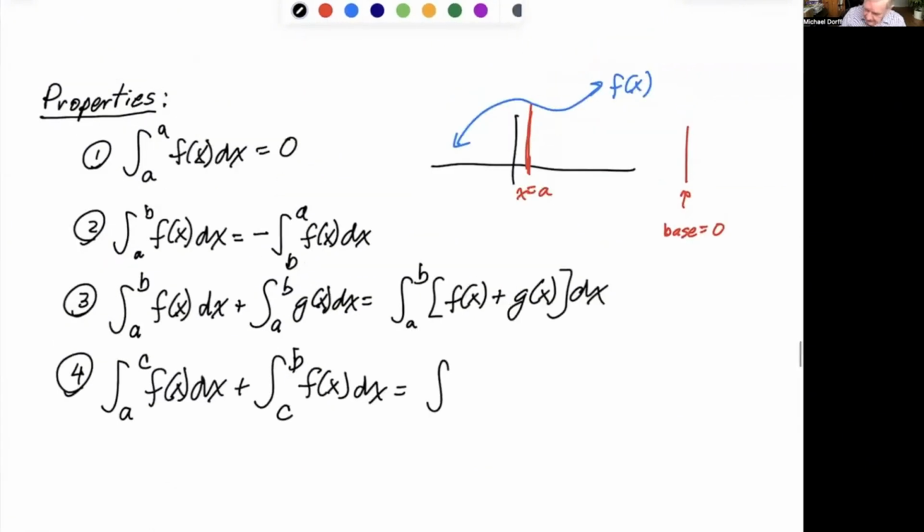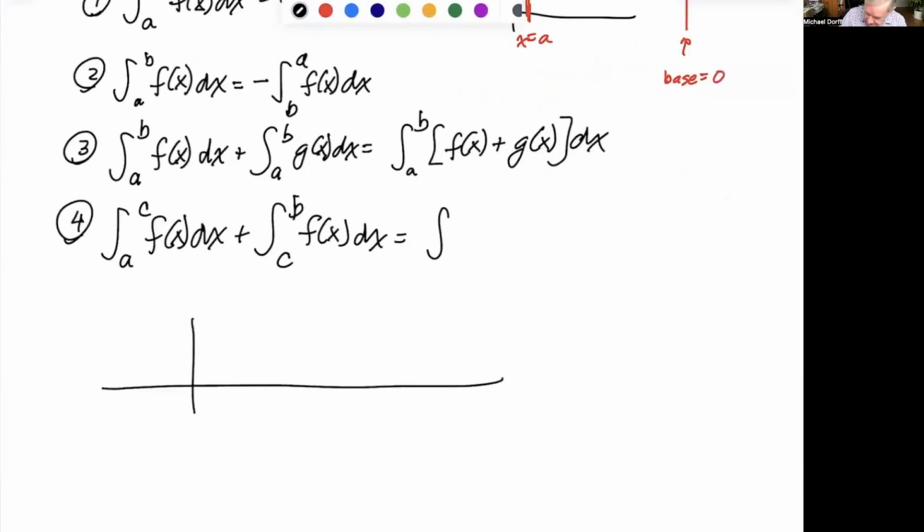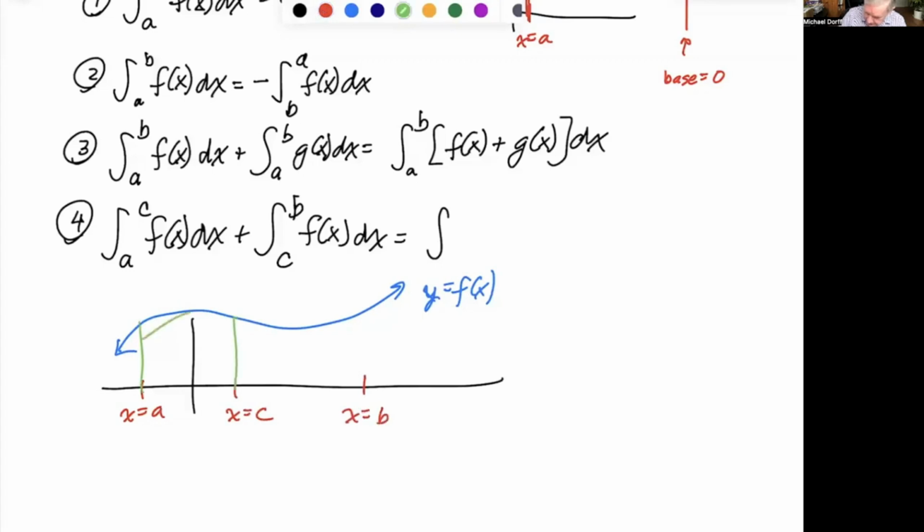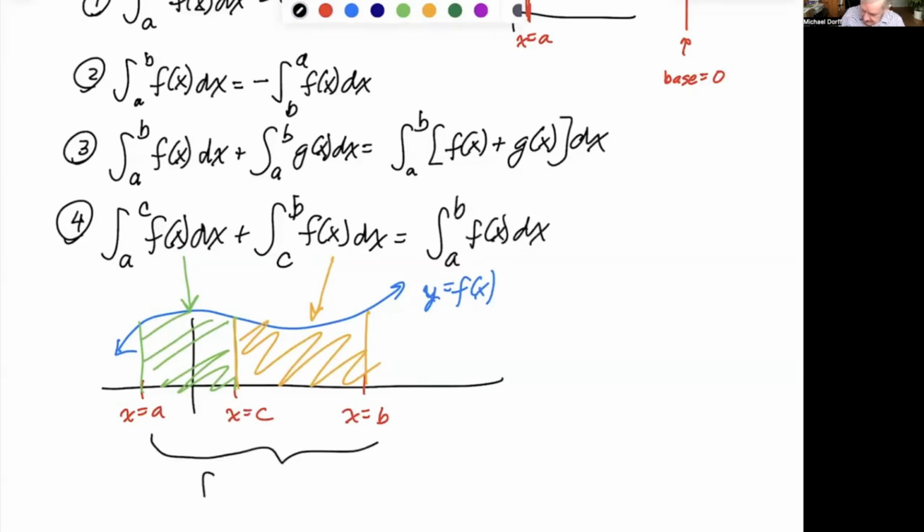Well, let's see if this makes sense. Let's look at this picture here. So here's my f of x, and I have x equals a, and then an x equals c and an x equals b here. This area here equals that integral there. This area here under the curve equals this. What can I say then about the integral from a to b of f of x dx? Well, it's going to be the same. It's just the sum of those two. So the sum of the green and the orange is the same thing as just the integral from a to b of the whole thing.